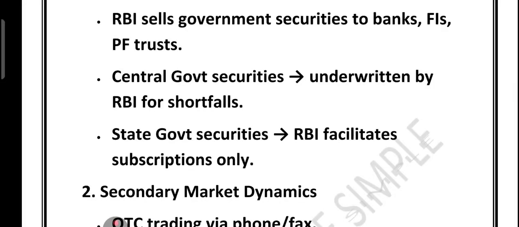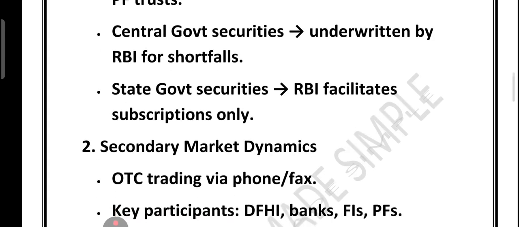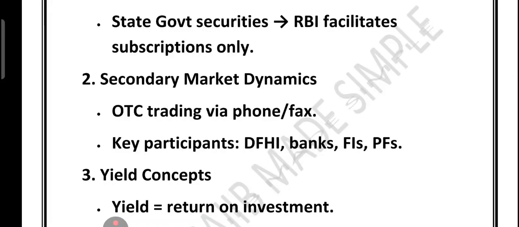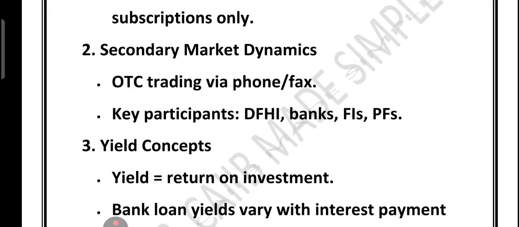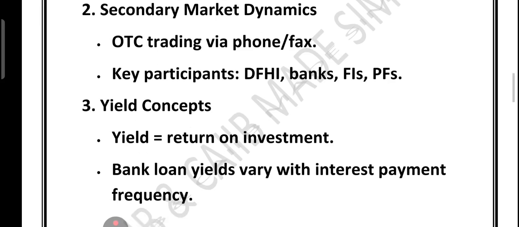I think we have discussed this. Central government securities are underwritten by RBI if subscription falls short, and state government security subscriptions are facilitated by RBI only. Now secondary market dynamics, I told you that securities are traded over the counter via phone or fax. Key participants include DFHI, banks, financial institutions, and PFs, pension funds. Then we have the yield concept. Yield is the return on investment. Bank loan yield depends on interest payment frequency and market conditions.